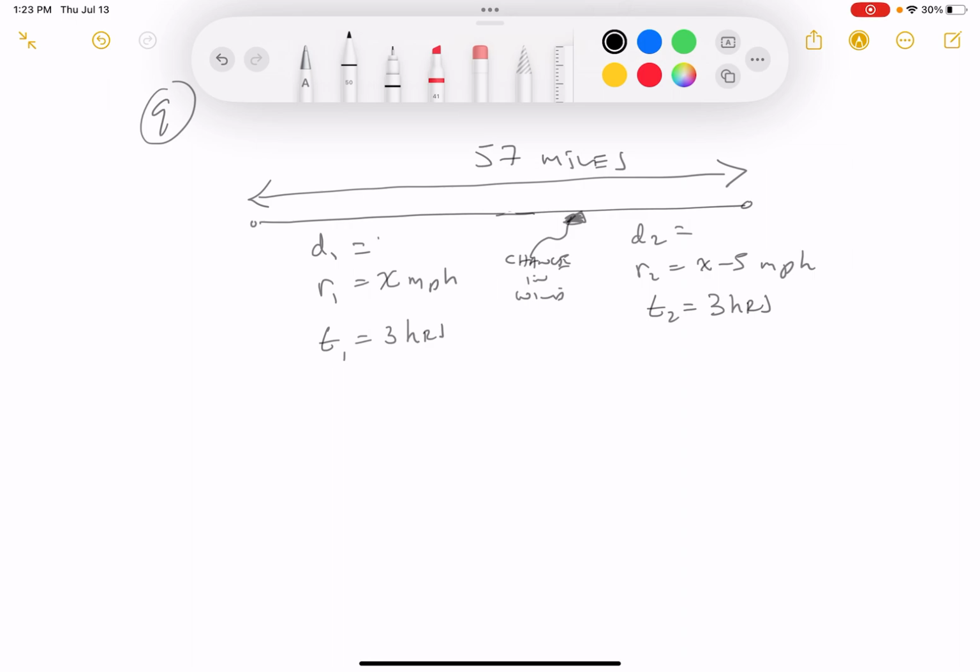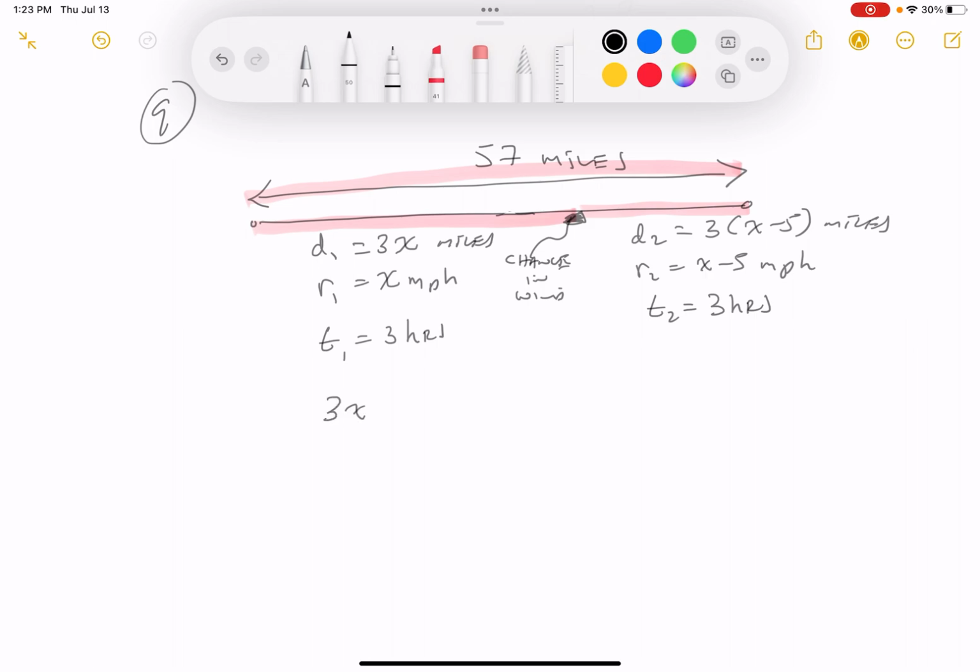What do you get over here? 3x. That's the distance on the initial part of the trip. What goes over here? 3 times x minus 5. And this is miles. And this is miles. Okay, what are we going to do? Add things together. So the entire distance is 57, which means distance from here plus distance there has got to be 57. Let's write that down.